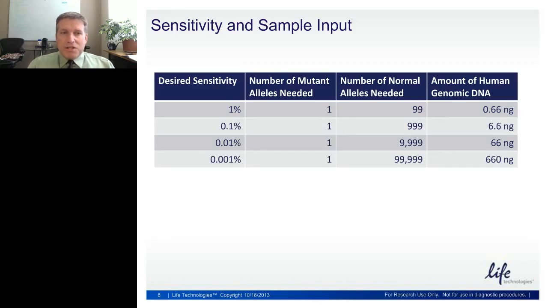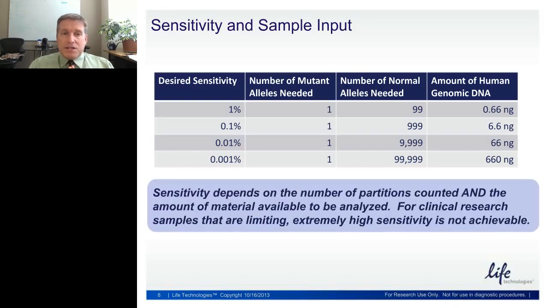Now to get things more sensitive, you of course need more genomic DNA. Down to 0.001%, in other words, 1 in 100,000, we can still detect one allele, but you need to have 99,999 copies of normal genomic DNA present. That's about 660 nanograms of genomic DNA. So quite a bit more of normal DNA is necessary in order to have the desired sensitivity.